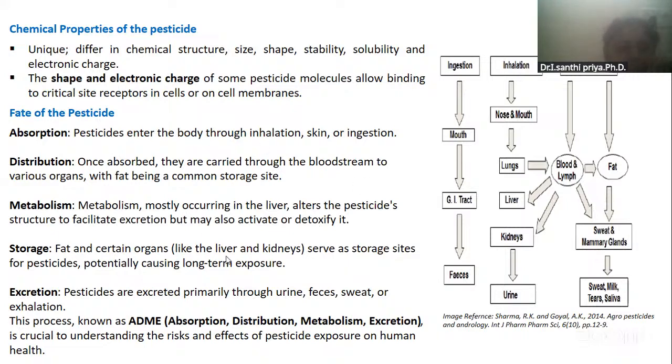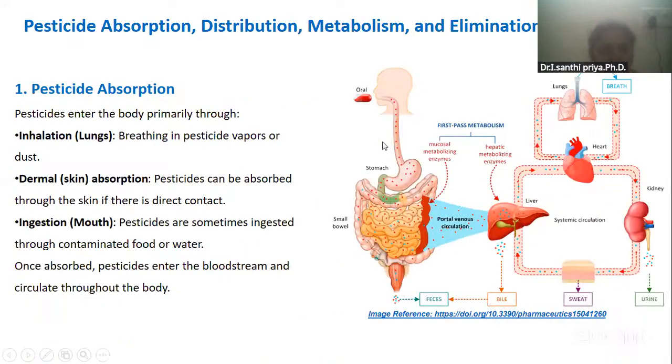So this we will see in detail, but in order for you to remember it well, you can remember the mnemonic ADME, which involves the fate of the pesticide as absorption, distribution, metabolism, and excretion. Yeah, pesticide absorption, distribution.